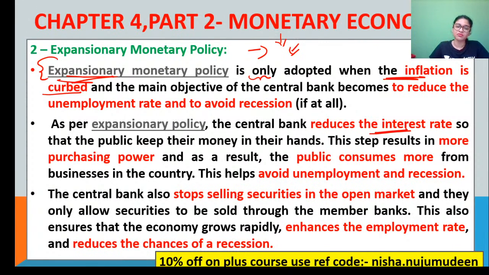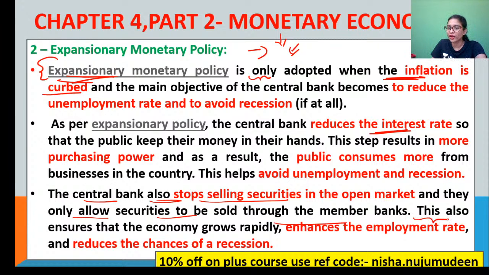At the same time, we saw that interest rate and securities are the two important tools used by RBI in the context of expansion as well as contraction. So in the context of expansion, interest rate is decreased, and now securities. What will they do with securities, guys? They will stop selling securities and start purchasing. That is, the central bank stops selling securities in the open market through open market operations, and they'll allow securities to be sold only through member banks.